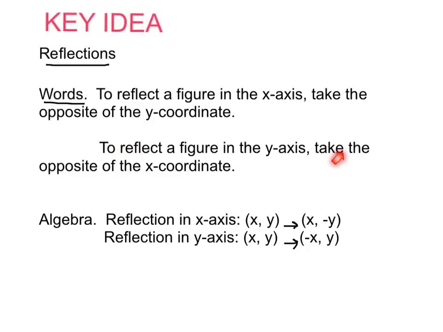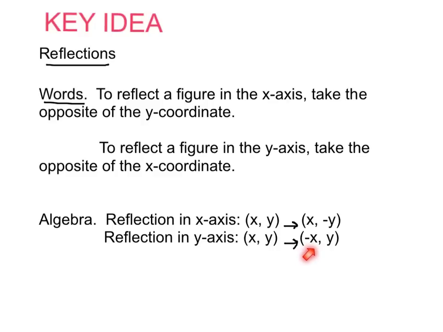To reflect a figure in the y-axis, take the opposite of the x-coordinate. So if you have a reflection in the y-axis, and we have a point x, y, the x-coordinate is going to change: negative x comma y. So that means if I had a point that was 2 comma 3, if I reflect it over the y-axis, it's going to become negative 2 comma 3.